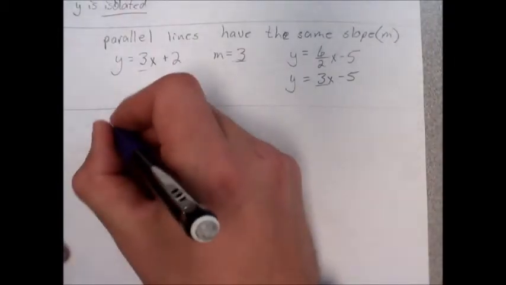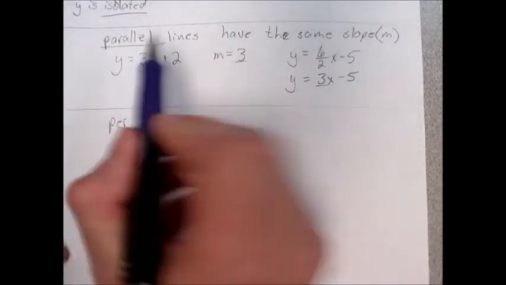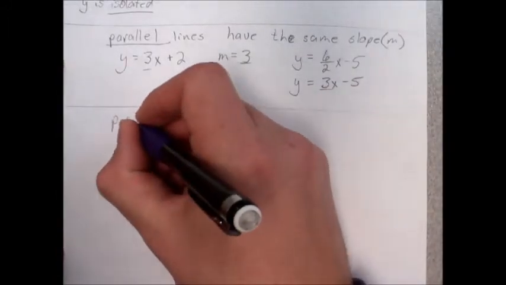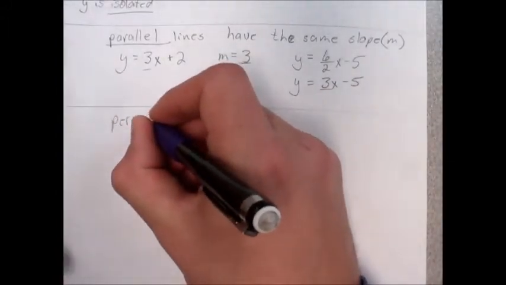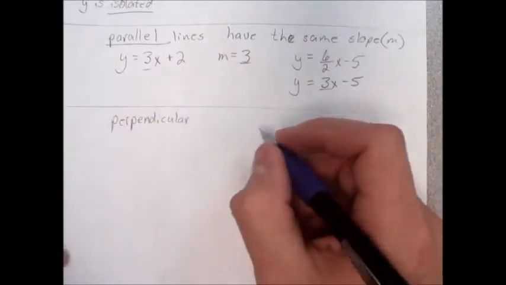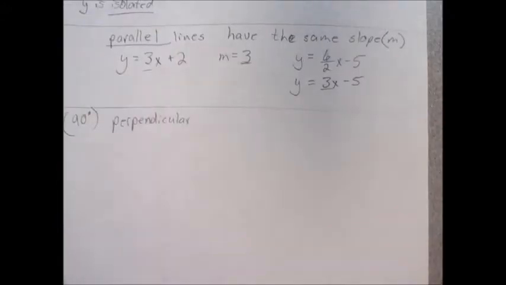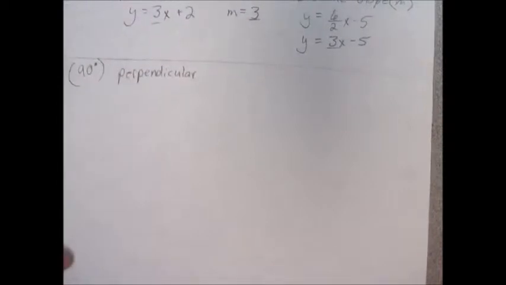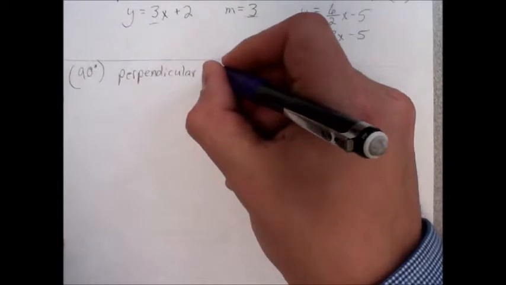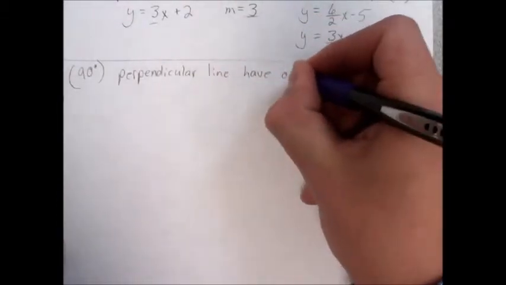Now for perpendicular, this is a little different. We already knew kind of by definition these lines would never cross, right? Parallel lines never cross, but perpendicular lines do. And they cross at 90 degrees. So if you don't know that already, write it in the little corner there. Perpendicular lines are 90 degrees when they cross. So perpendicular lines have opposite reciprocal slopes.